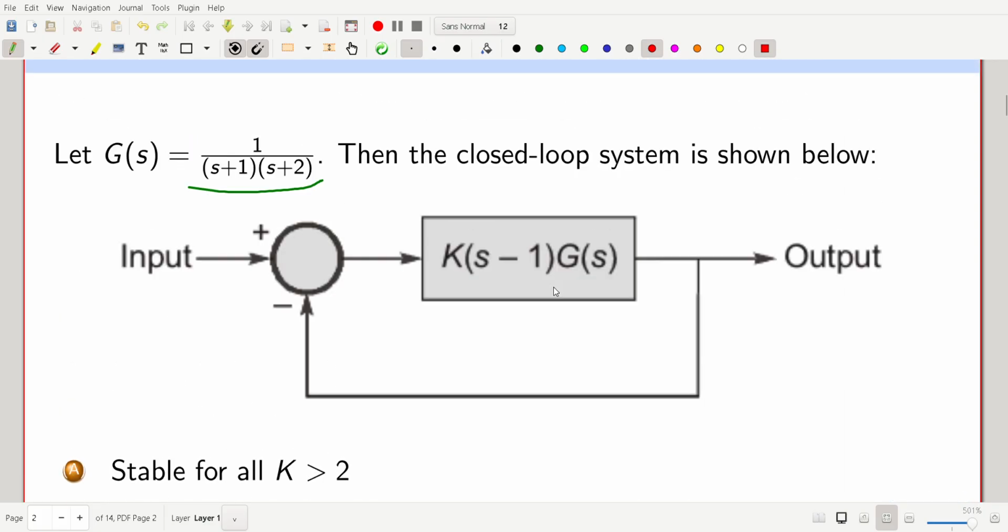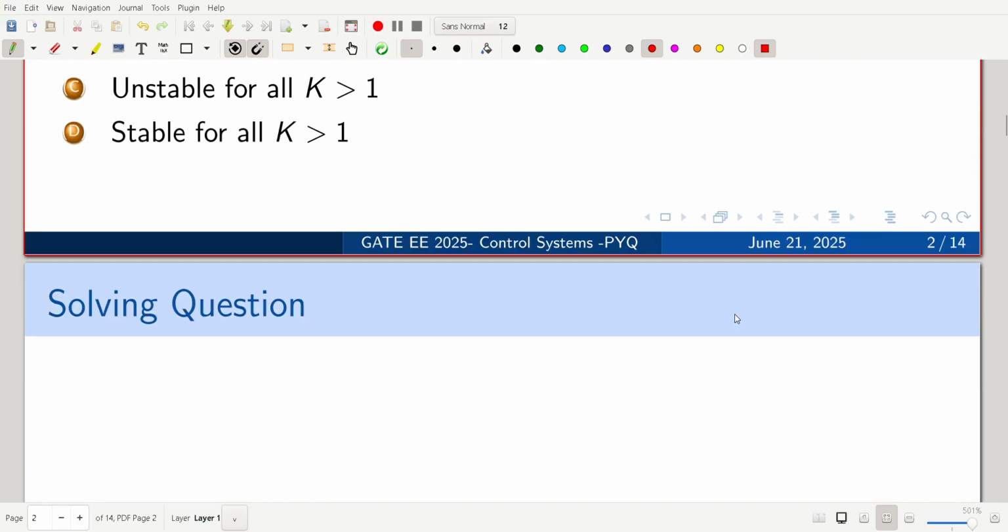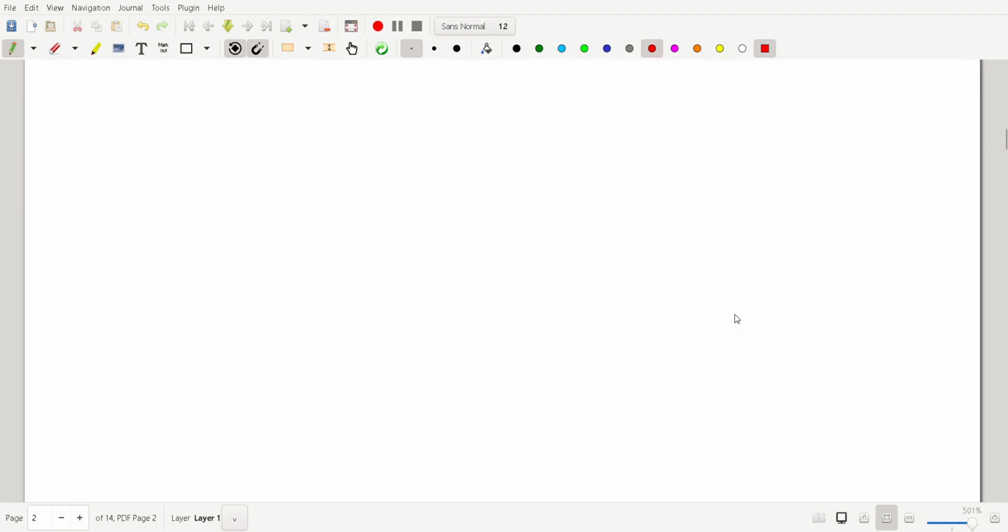We can solve this question by applying the Routh-Hurwitz criterion. In this we can find out the maximum K value, and the range where the system is stable or unstable. Before solving this question, let me go through a concept overview of the Routh-Hurwitz.